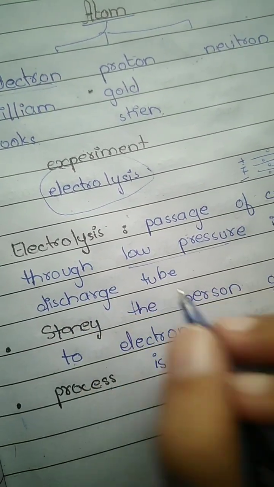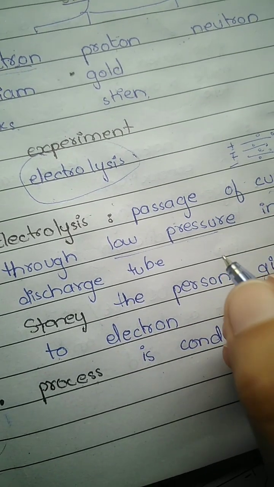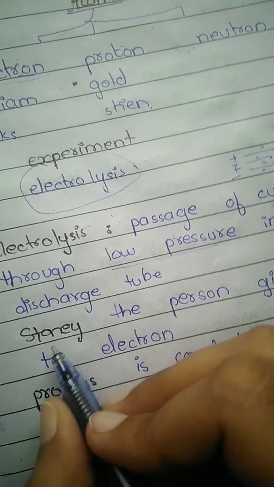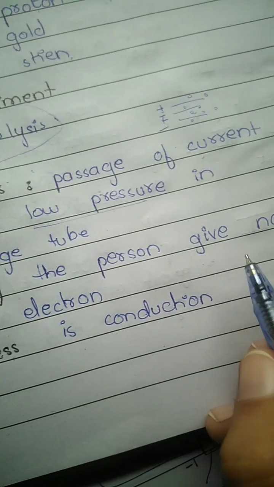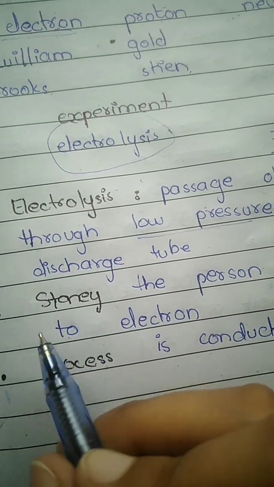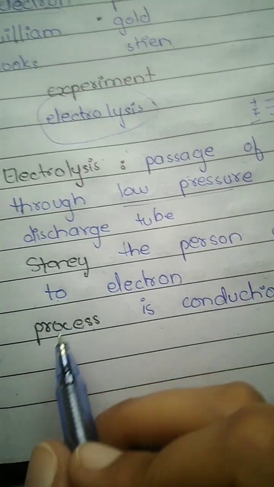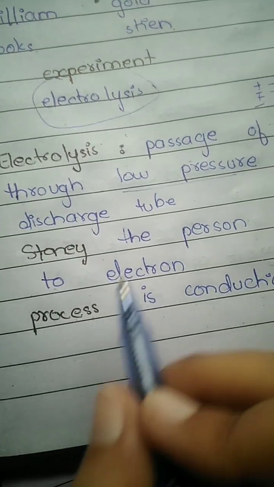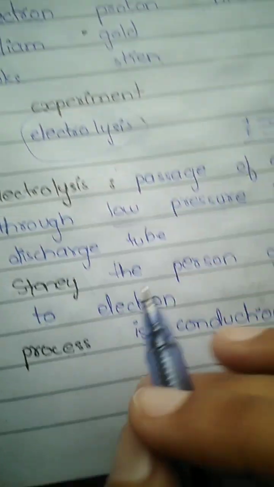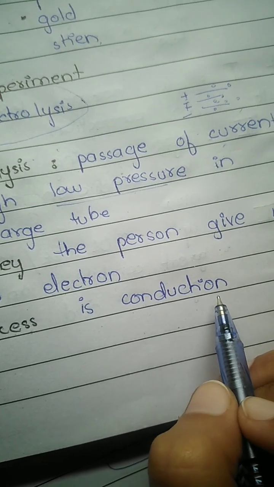So what is a discharge tube? We're going to talk about it in detail. First, we're going to talk about who named the electron. Stoney gave the name electron, and the process by which the passage of current becomes possible is conduction.